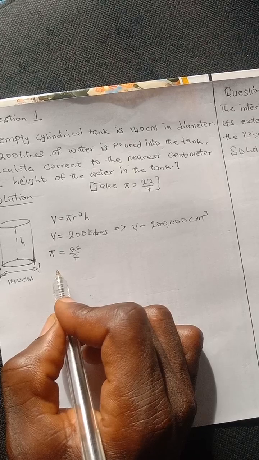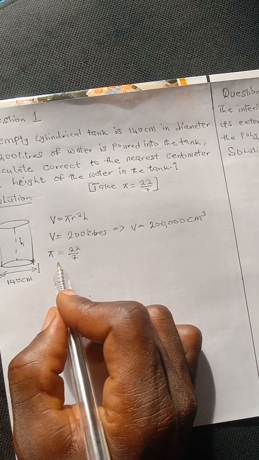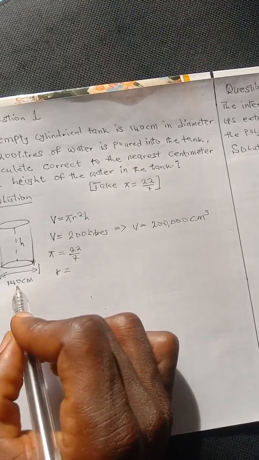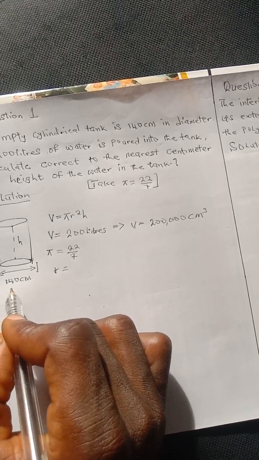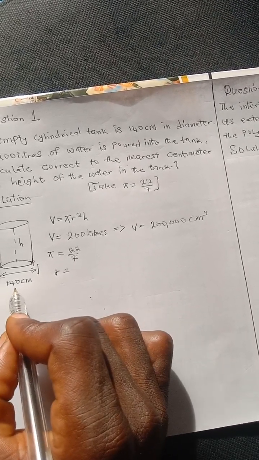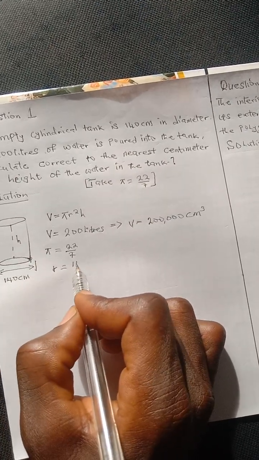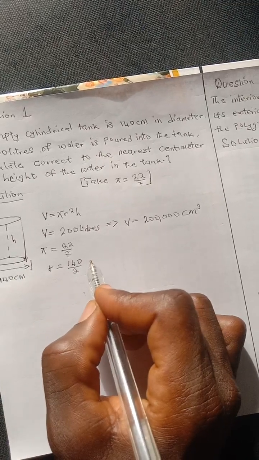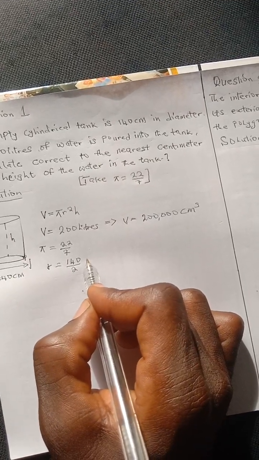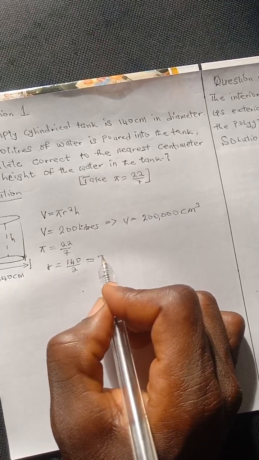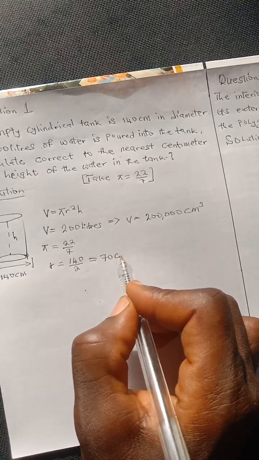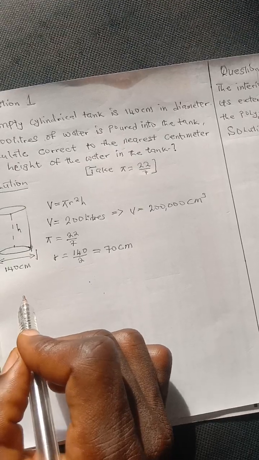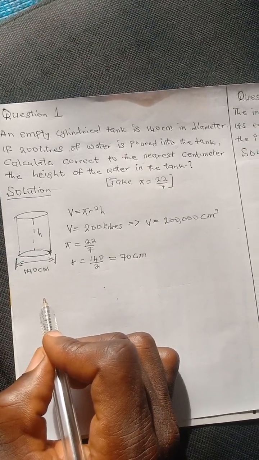We are also given the value for r. We get the value for r from the diameter given, which is 140. So you divide 140 by 2, because half of the diameter is equal to the radius. So when you do that, you have 70 centimeter. Now we continue with the solving.